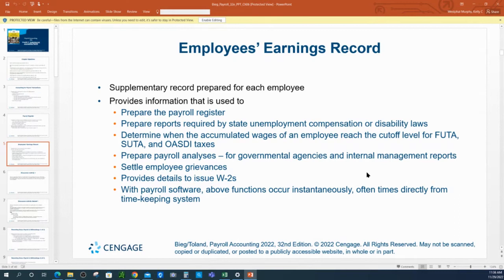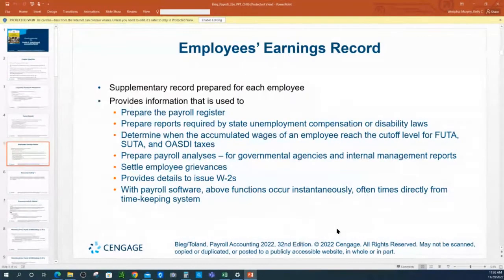Also, of course, the W-2s, since it's cumulative, it's going to provide us the information for each employee on how much they have earned during the year, what their withholdings have been, what garnishments there have been, what their net pay has been, and all that information is required in order to prepare those W-2 forms. And as it mentions here with payroll software, all of this stuff happens instantaneously.